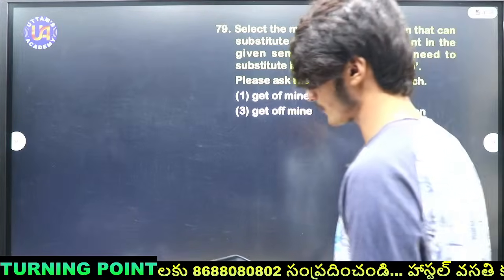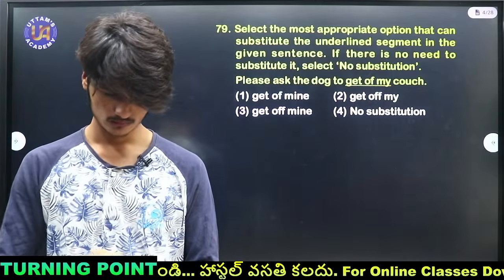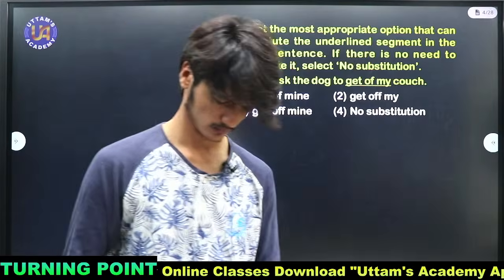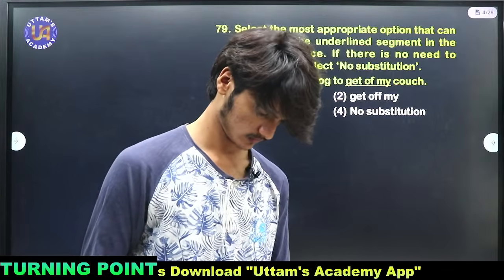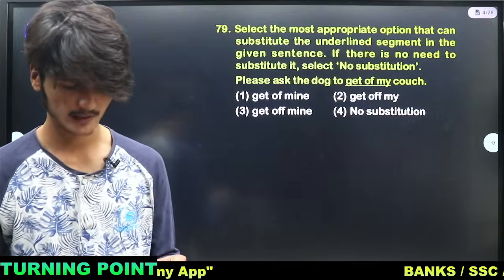Is the class buffering or is it good? Secure connection, Anudipti.